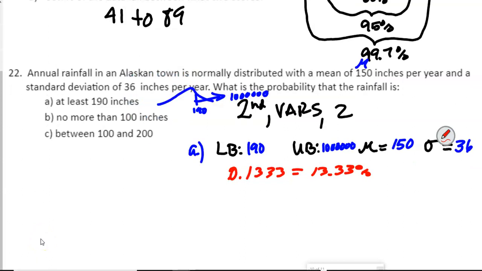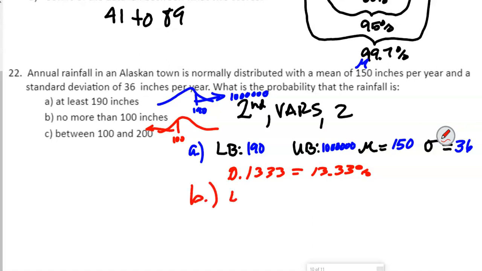So B says no more than 100 inches. So this one I'm going to actually draw our curve again, and our 100 inches would be there. And this says no more than, so that means we're going this way. So that means our left bound this time is going to be a very small number. So our left bound is going to be like negative 1,000,000, right? That's a really small number. And our upper bound this time is going to be what's on the right. So what I always do is I put them on a graph like this, then I know the smaller number is going to be our left bound, and the larger number is going to be our upper bound. And if I have an arrow, then I'm going to have a really big number or a really, really small number, okay? So our upper bound here is going to be 100. So let's go back and put this in the calculator again.